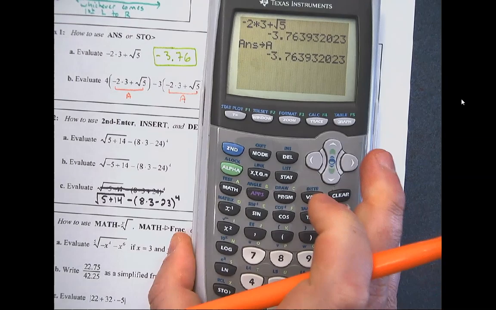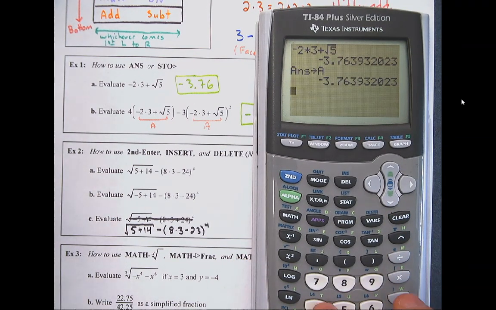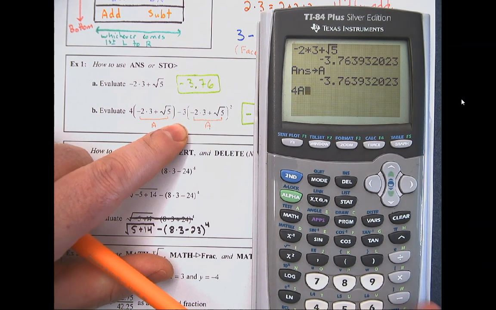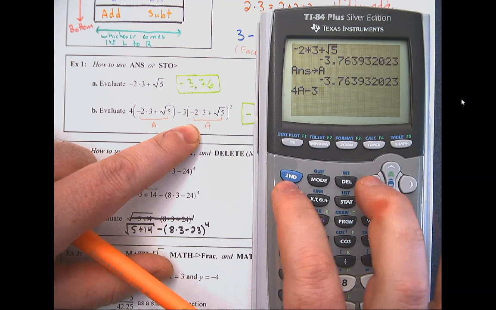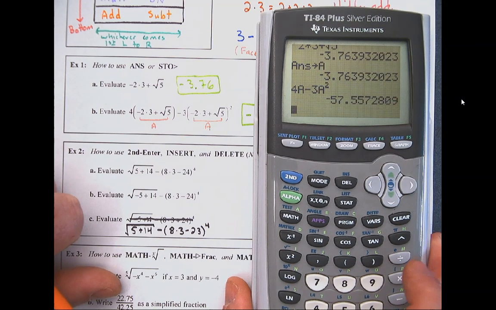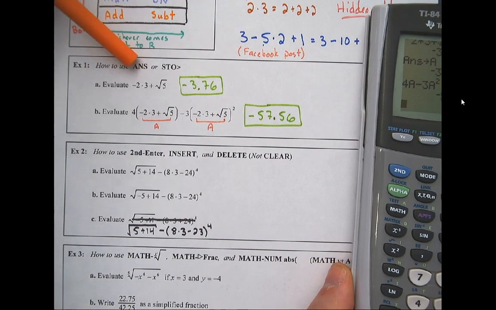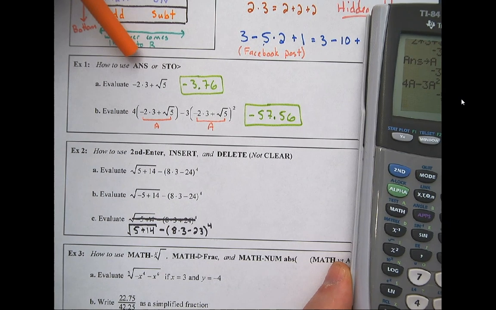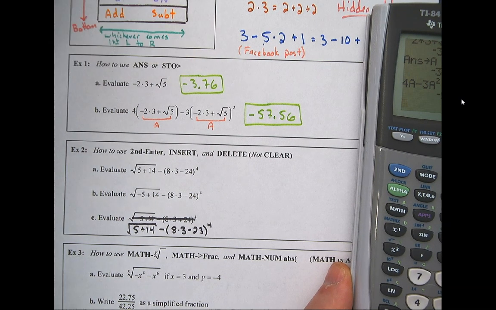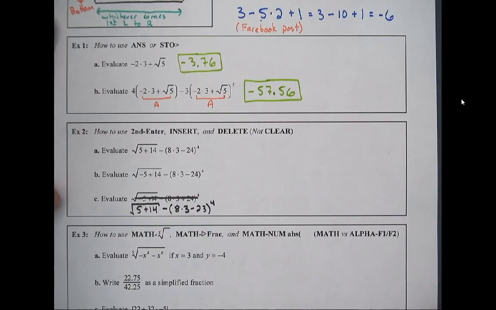So when I type it into my calc, it's going to be 4 times A. You could use parentheses or not, it's up to you. 3 times A and then a squared. Now this should give us the -57.56 that we got before, and there it goes. So I don't care which way you do it. Answer sometimes is slicker. Probably you're going to use answer a lot more than you're going to use store. But if you need to use that answer over and over again, store it as a variable, and then you can use it in all sorts of different equations.